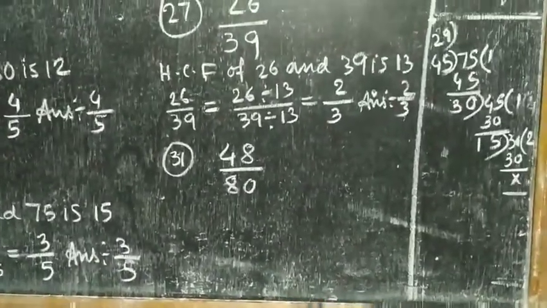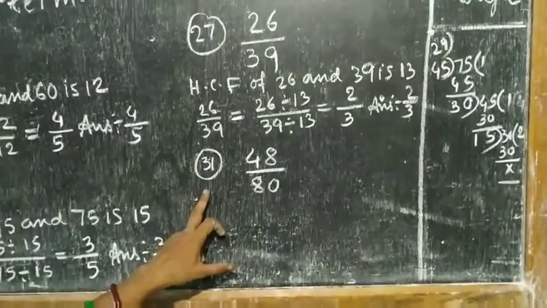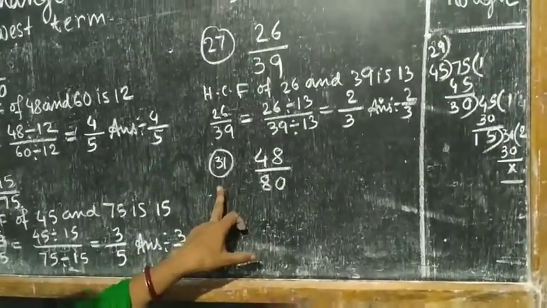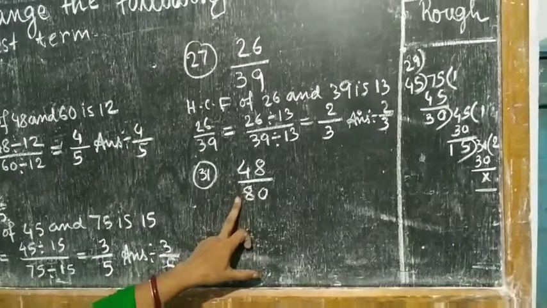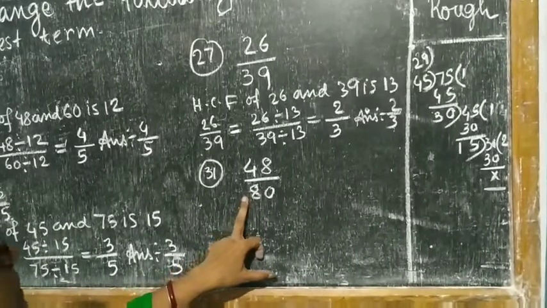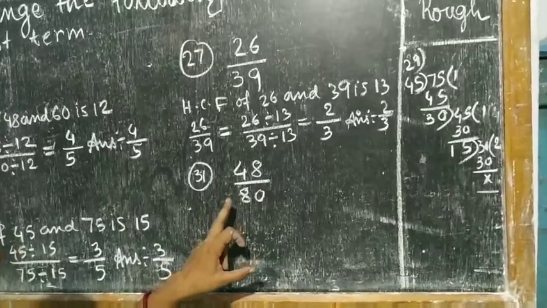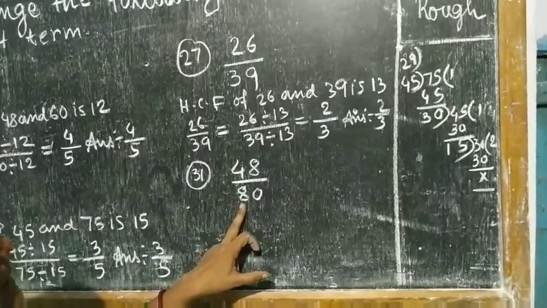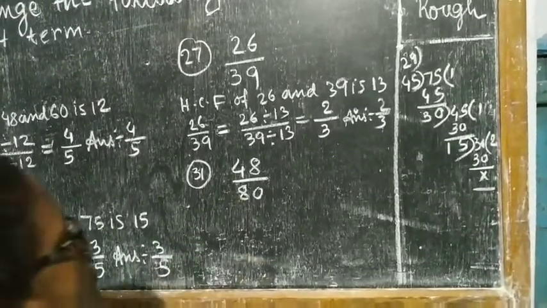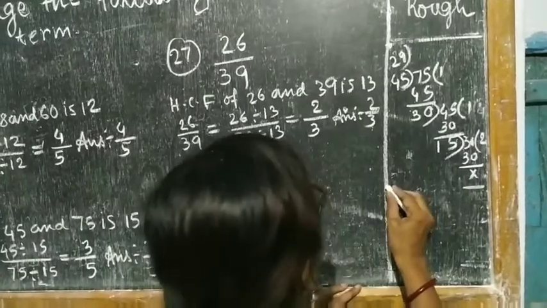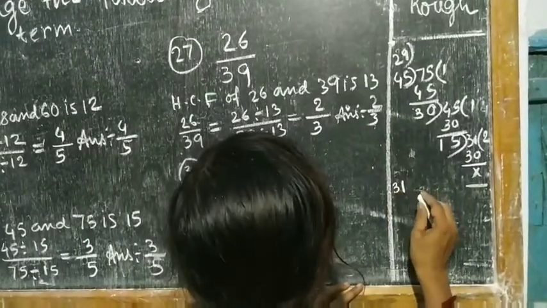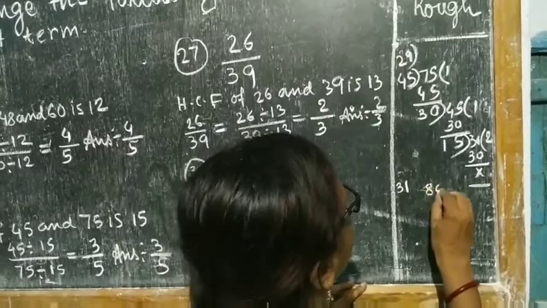Next children, see sum number 31, 48 by 80. So you have to find out the HCF of 48 and 80. Which number is greater? 80 is greater than 48. So divide 80 by 48.